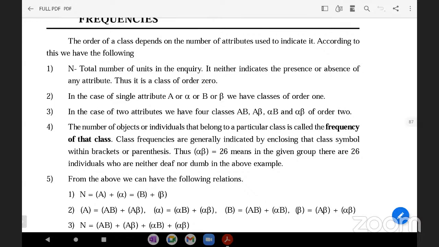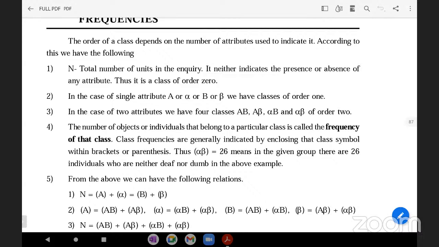Next, it comes to the single attribute. If it is alpha or A or alpha or B or beta, we have classes of order 1. So here I am taking a single variable: A, alpha, B and beta. Therefore, there are 4 different classes, and each is of order one only.